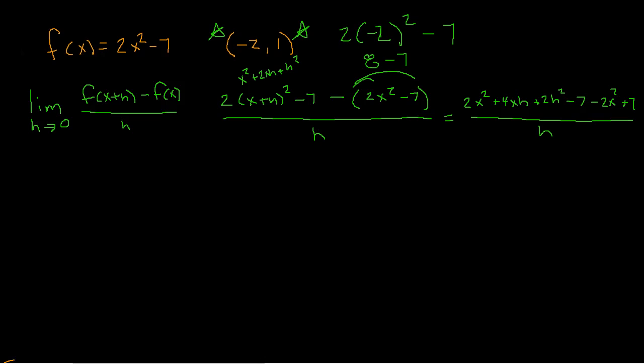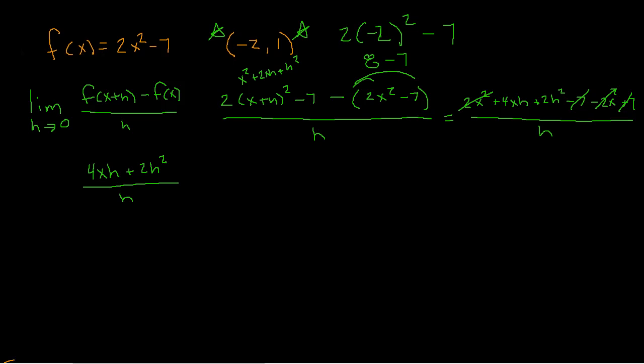All right, now remember, I'm ready to go when I can get this h in the denominator to cancel. But the only way you can get that h in the denominator to cancel is if there is a factor of h on top. So let's see here. What's going to happen? Well, the 2x squared and the minus 2x squared is going to turn into a 0. Dust in the wind. The -7 and the +7 are going to turn into a 0. That's just dust in the wind. So after all the dust settles, all that's left is 4xh plus 2h squared, all divided by h.